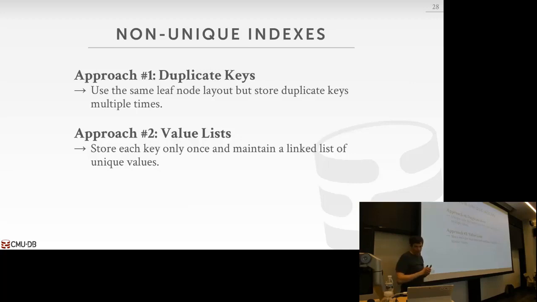All right, so now I'll get to the other thing that people asked about, which is how we handle non-unique indexes. Well, this is the same thing we talked about in hash tables. There's two basic approaches. You can just duplicate the keys and be mindful, like in our example here, that a duplicate key could split over to another node. We have to make sure we read everything we need to read. Or we just store a value list, where we store the key once and duplicate the value, or have a separate space in our node to store all the values for that given key.